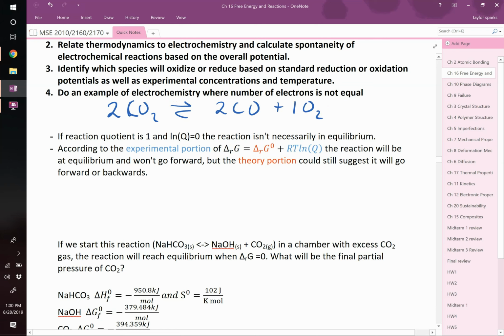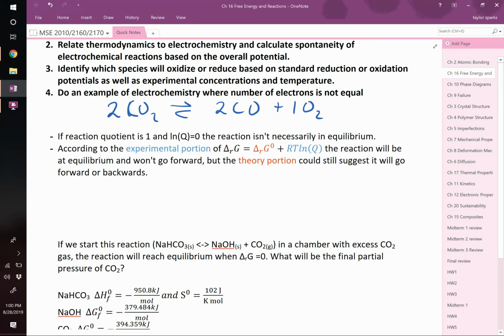Okay, so if that's our reaction, those are all gases. That's CO2, carbon dioxide, turning into carbon monoxide plus oxygen. If that's our reaction, how would you write the reaction quotient for this? Anybody remember? Want to take a stab at this?